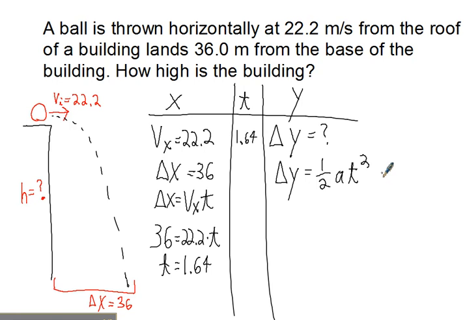So since VI was 0, that term's not even going to be in there, so I'm not even going to bother writing it. So now we've got delta y equals 1/2 of, you can either use -10 or -9.8. You'll get close enough. And now for t squared, we toss in this 1.64 that we had from before, so 1.64 squared.